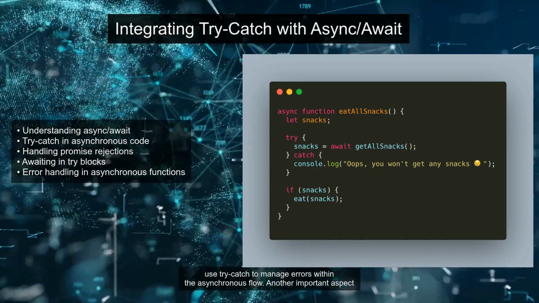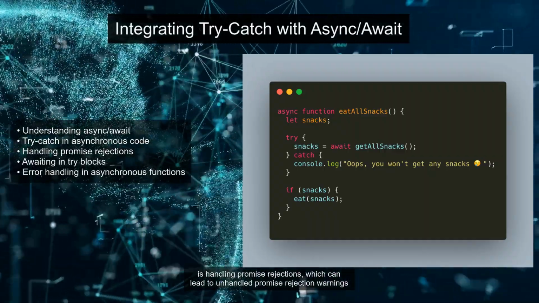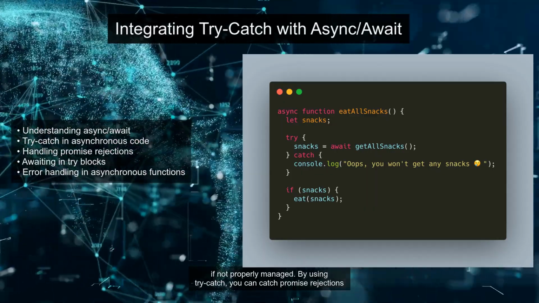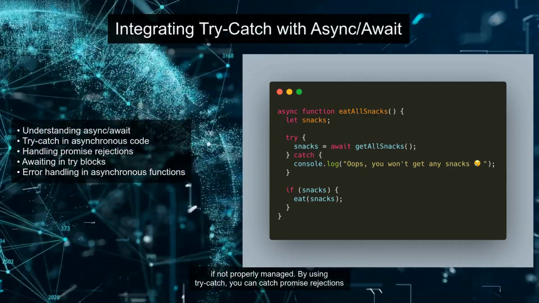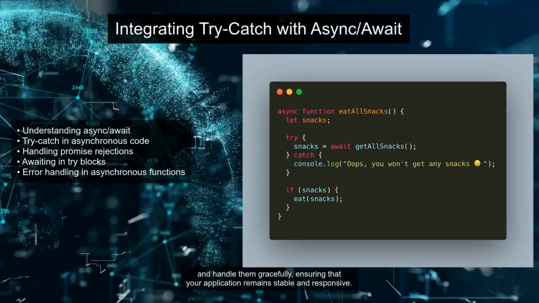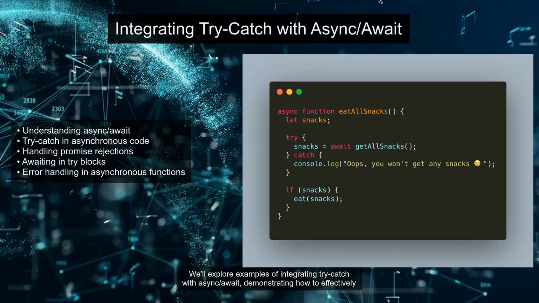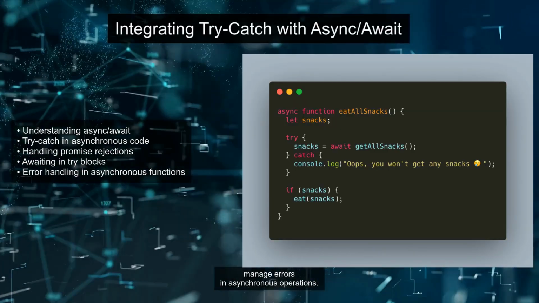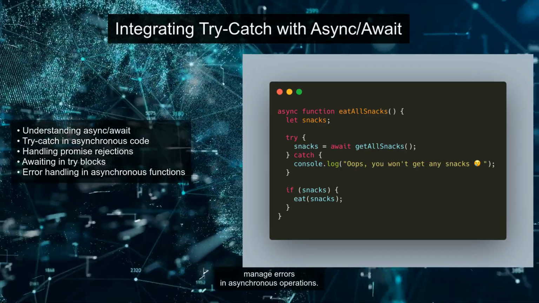the asynchronous flow. Another important aspect is handling promise rejections, which can lead to unhandled promise rejection warnings if not properly managed. By using try-catch, you can catch promise rejections and handle them gracefully, ensuring that your application remains stable and responsive. We'll explore examples of integrating try-catch with async/await, demonstrating how to effectively manage errors in asynchronous operations.